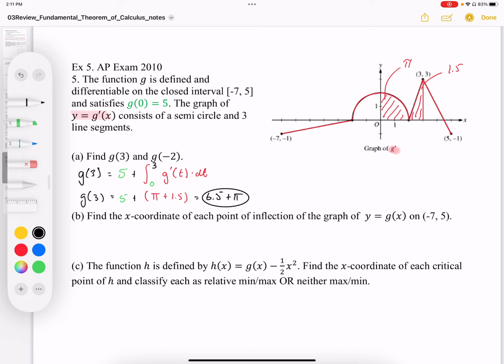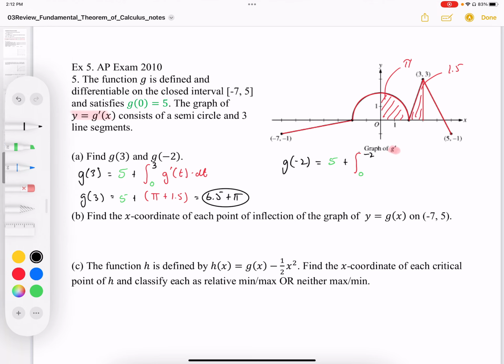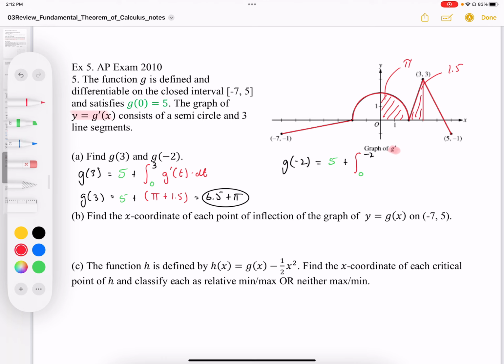And we'll do the same for g of -2. g of -2 is going to be equal to starting at 5 plus the displacement on the antiderivative of g prime from 0 to x equals -2. So this is under the g prime function. Now it's important to note that we are starting at 0, so our starting point is going to be at 0.